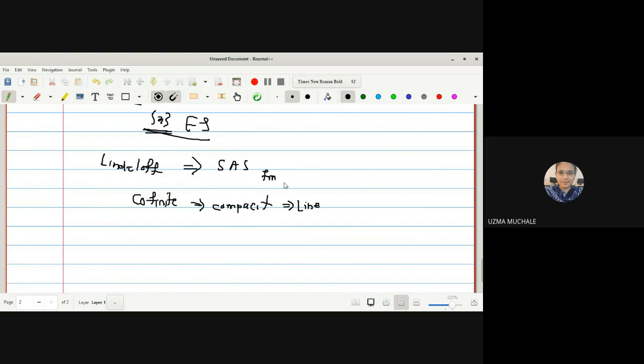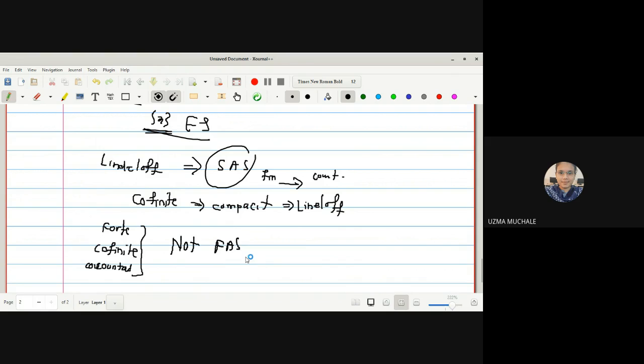Finite can be countable, because every open cover has a finite subcover, and here you should have a countable subcover. But it is not a SAS, since cofinite space, Ford space, and co-countable space all are not a FAS. So hence it is not a SAS. We have written that these are not a FAS. So if it is not a FAS, then obviously they will not be SAS.